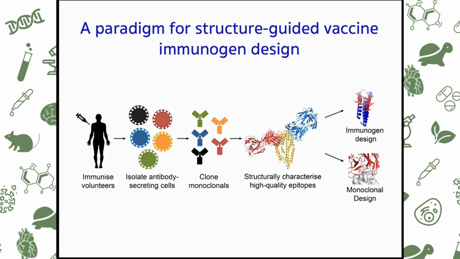And then we can test those antibodies for the ability to block parasites from getting inside red blood cells, and we can use structural studies to see where they bind to on RH5 and see how they do it. And then we can use that information to design better vaccine immunogens.